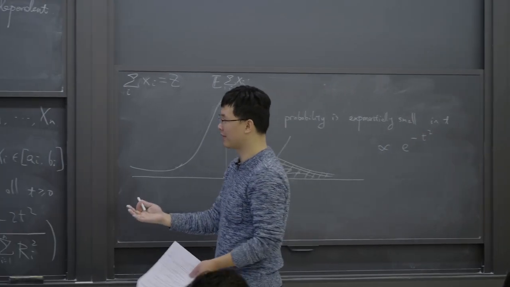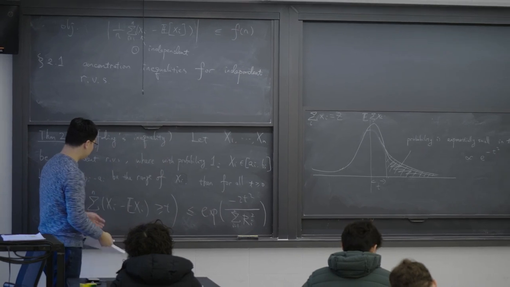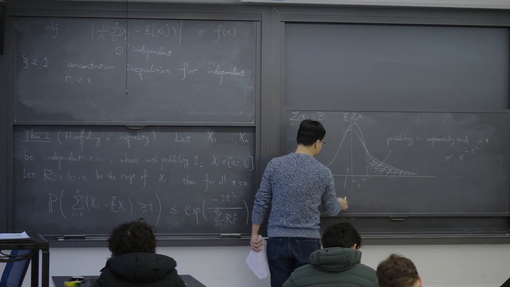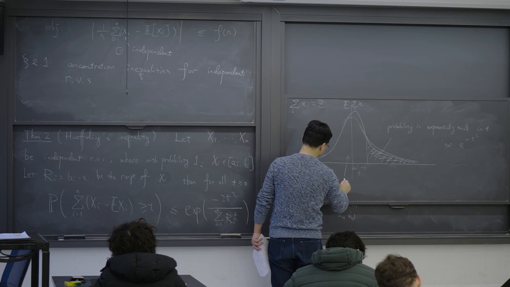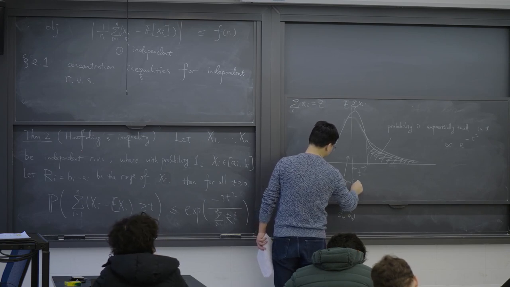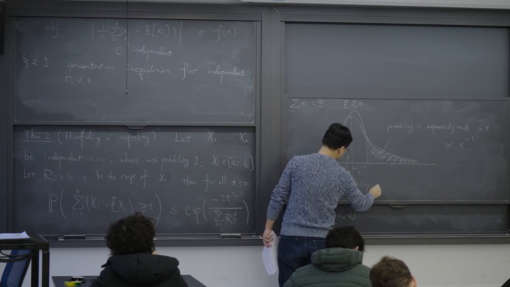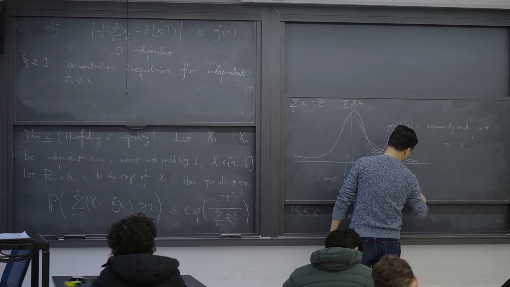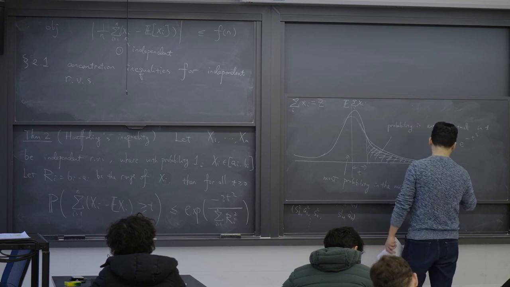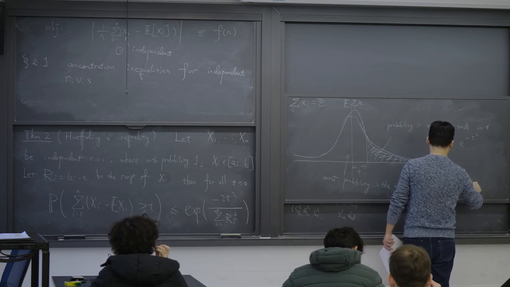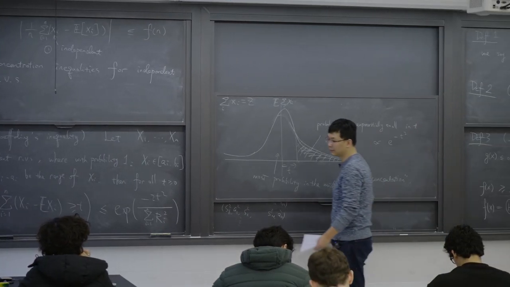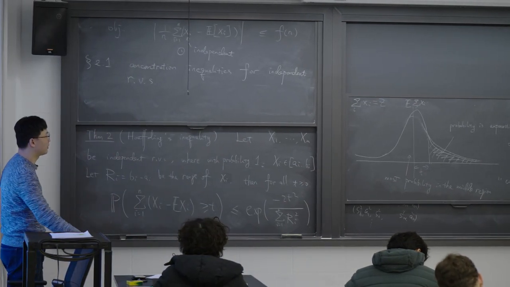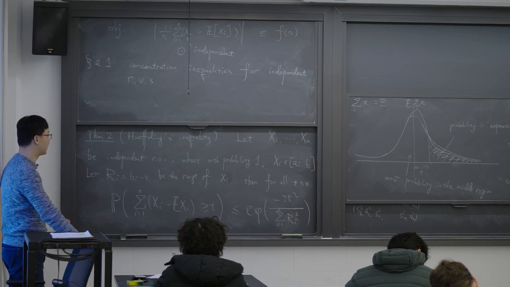This is only one side of the result. You can also directly flip it to the other side: less than or equal to minus t, and you get the same result. Basically, it claims most of the mass is in the middle region, and this is why we call it concentration. In the next lecture, we will further talk about concentration inequality, and we will also talk about how to derive it.